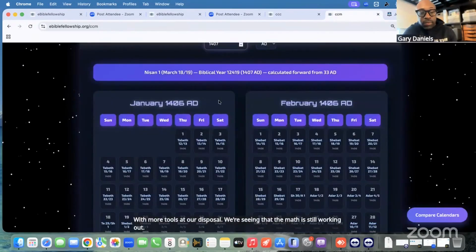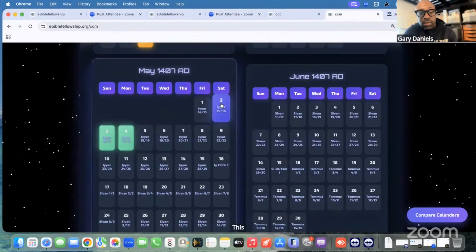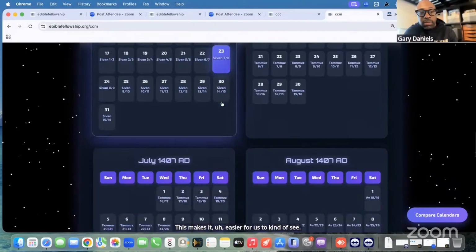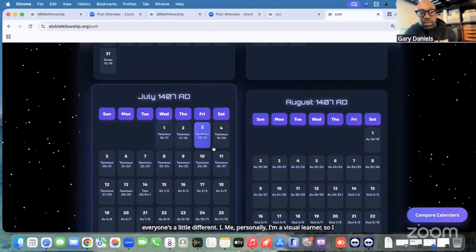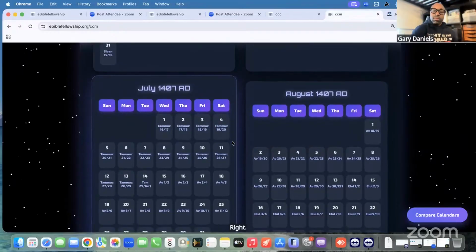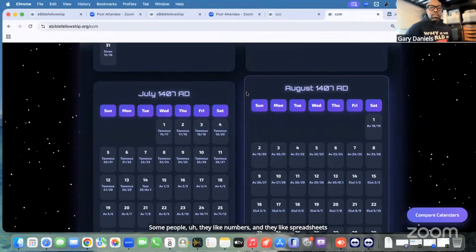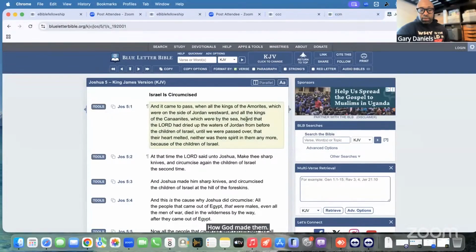Yeah, he did all this without having any of these tools. So this makes it easier for us to kind of see. Everyone's a little different. Me personally, I'm a visual learner, so I like to visually see what I'm looking at. Some people like numbers and spreadsheets, and they work better that way. It just depends on how God made them.